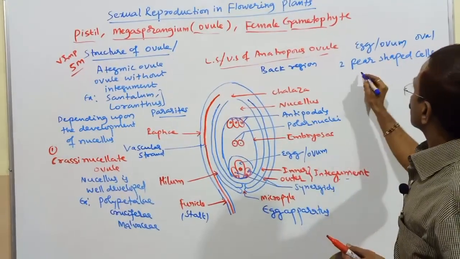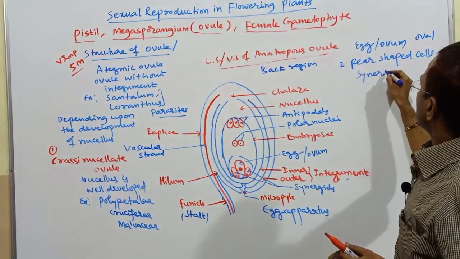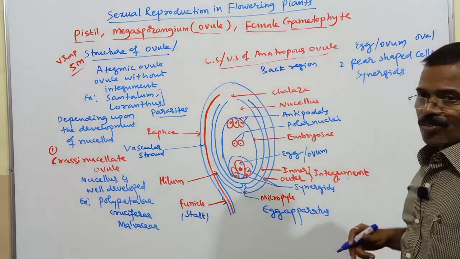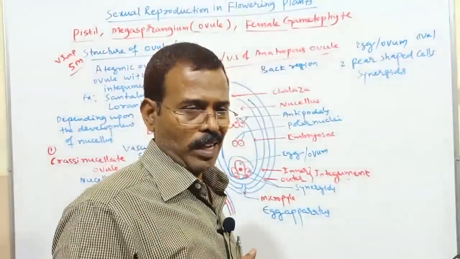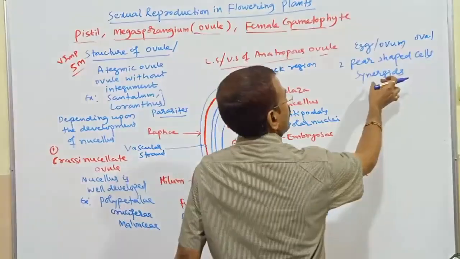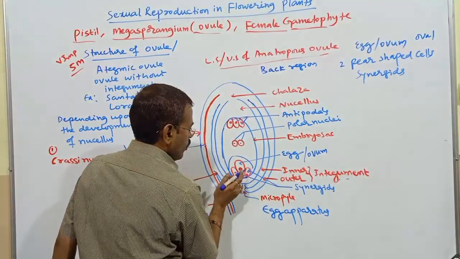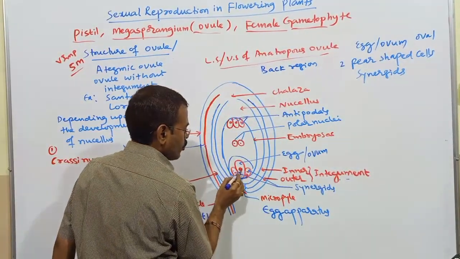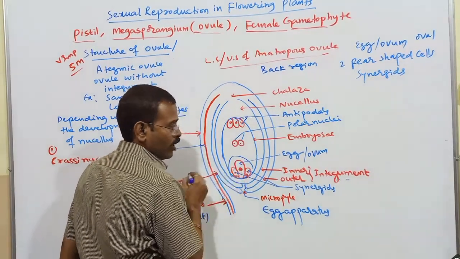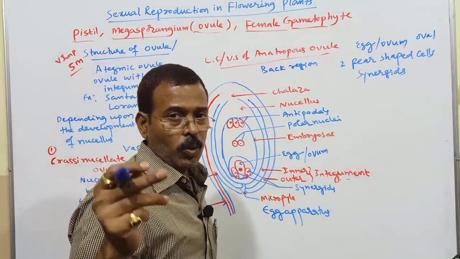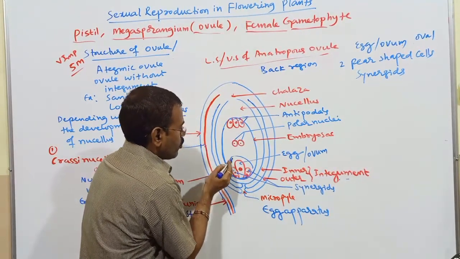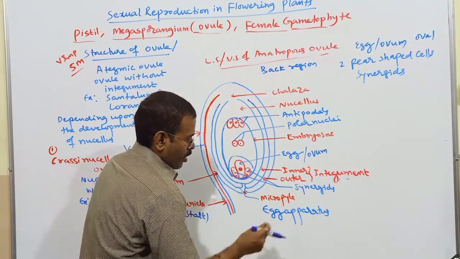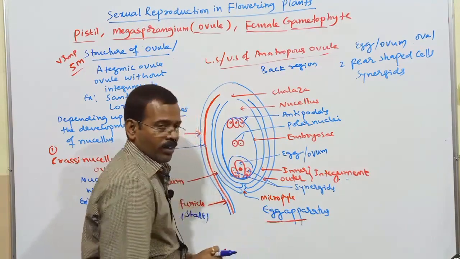These are called synergids. Synergids are also called helper cells or cooperative cells. So two synergids, and this is the egg. These three cells together are present towards the micropyle end of the embryo sac, forming what you call the egg apparatus.